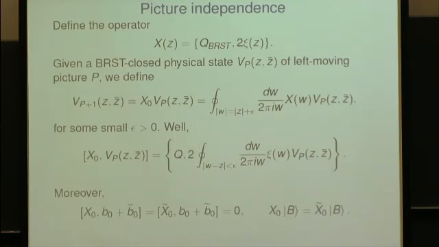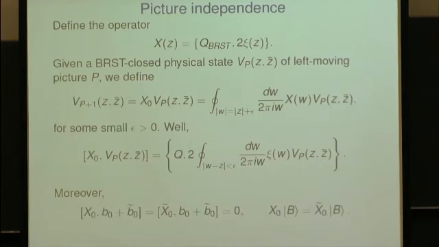Now, this allows us to change pictures in the holomorphic pieces of the vertex operators. And we can also, by realizing that X0 commutes with b0 plus b0 tilde, and that by acting on the boundary state we get X0 tilde, the same operator but just with right-moving fields, change pictures between holomorphic and anti-holomorphic pieces.